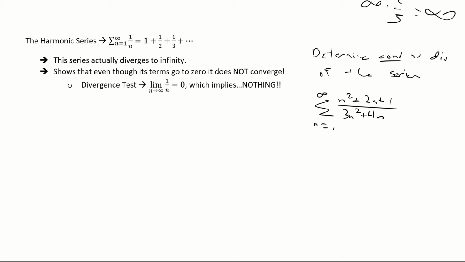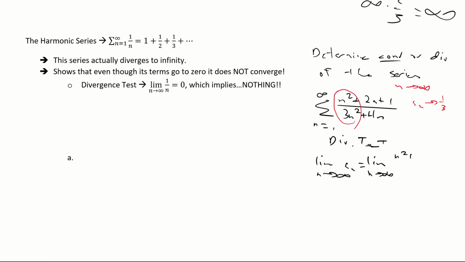So here's the thing. If I look at this, I'm looking at that going, if n goes to infinity, a sub n is going to go to 1/3. I can see that. Nevertheless, I'm going to run the divergence test. I'm going to take the limit as n goes to infinity of a sub n, which is the limit as n goes to infinity of n squared plus 2n plus 1. That's how you make it official.